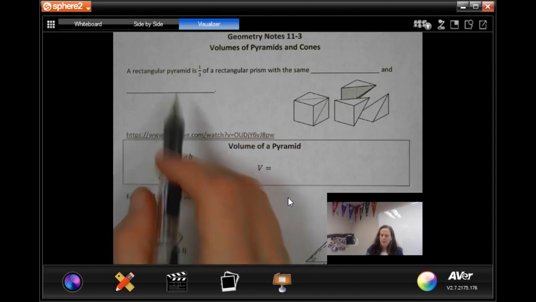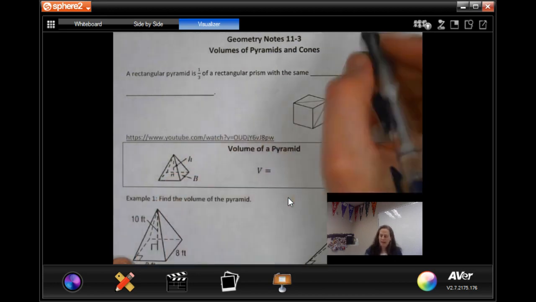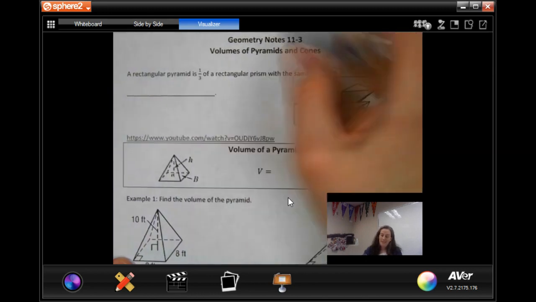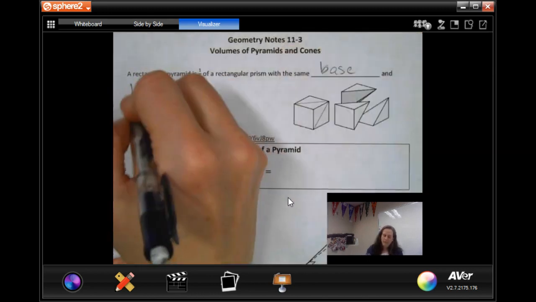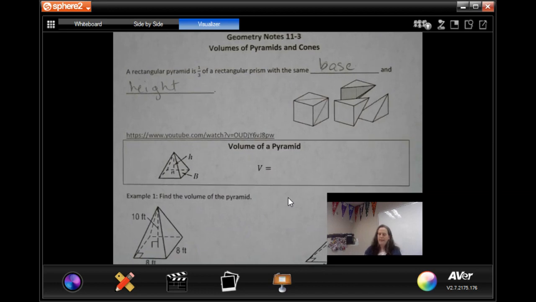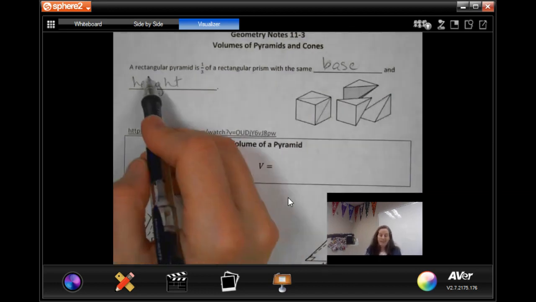The rectangular pyramid is 1/3 of a rectangular prism with the same base and height. So we did the prisms yesterday, right? The rectangular prism. And if you make that instead into a pyramid, so it comes up to a vertex or a point, it is exactly 1/3 of that prism that we looked at yesterday.